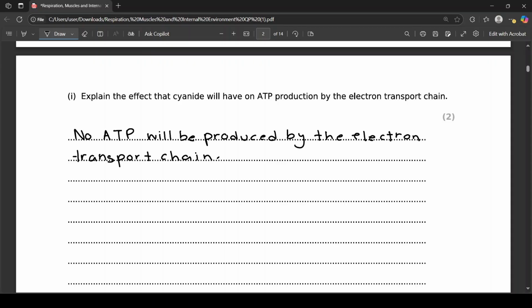And our second point is, this is because electrons are not passed onto oxygen.